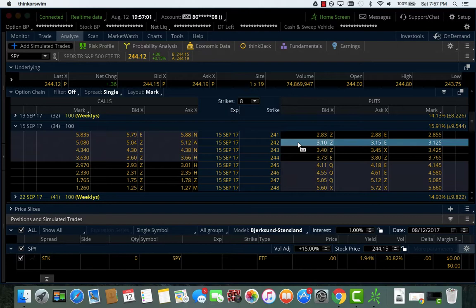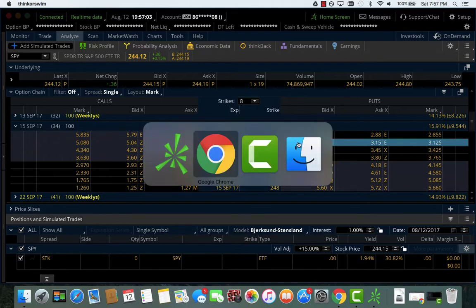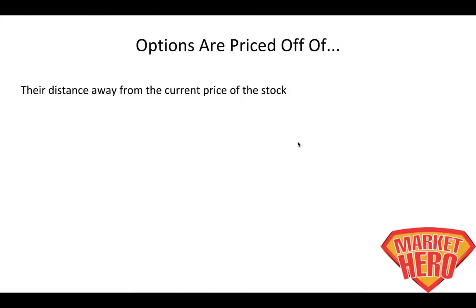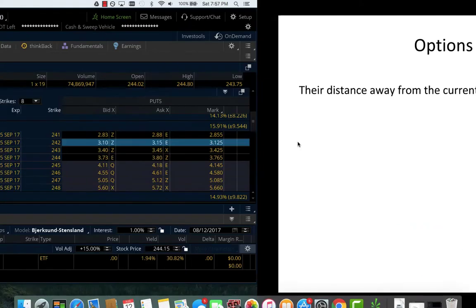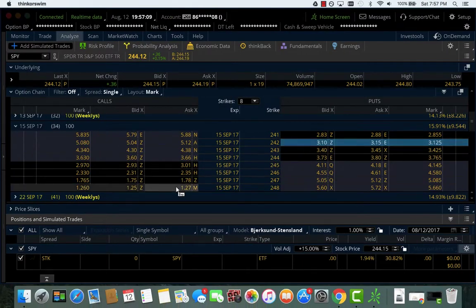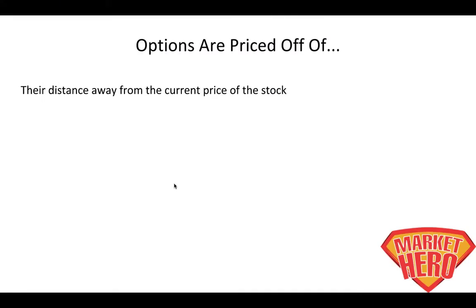So it's always a static number. Again, their distance away from the current price of the stock is static. So again, this 248 call up here is always going to be $3.88 away from the current price of the stock, as long as it stays the same. So there's nothing that really changes there. It's very, very static. But the big fluctuation that happens in options pricing is by implied volatility.